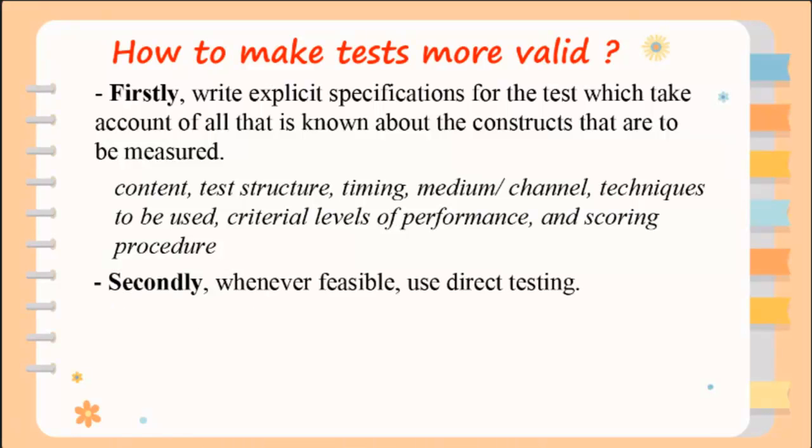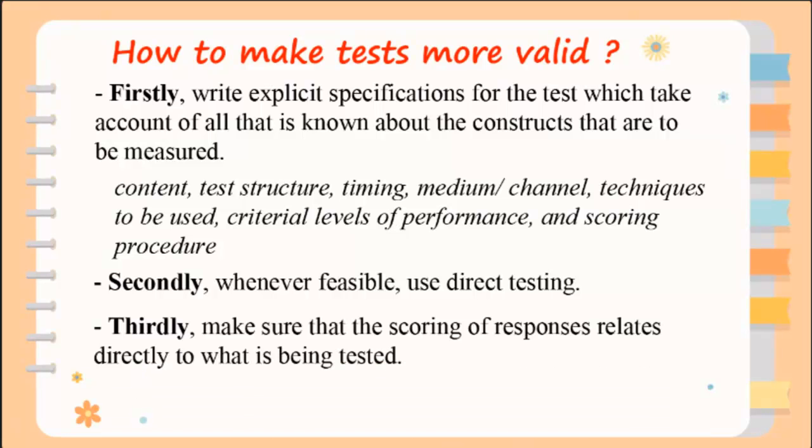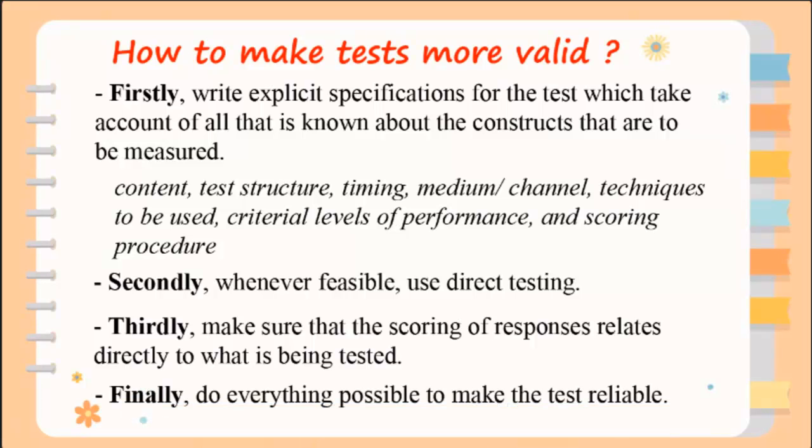The second step is to, whenever feasible, use direct testing, because as we define valid, a test is said to be valid if it tests what it wants to test. And direct testing is a perfect one because direct testing tests what we want to test. The third one is to make sure that the scoring of responses relates directly to what is being tested. And of course, the last one is to do everything possible to make the test reliable. If the test is not reliable, it cannot be said to be valid.